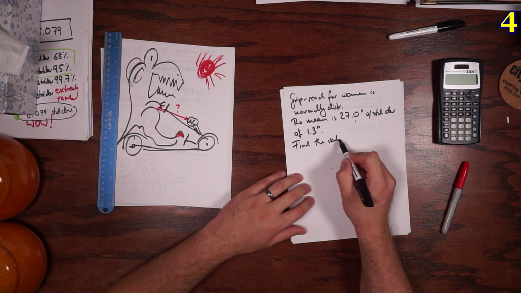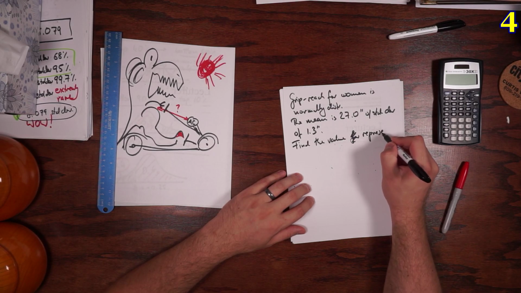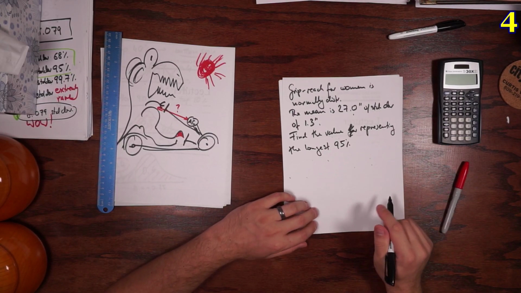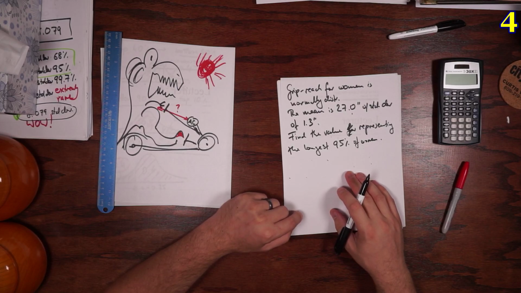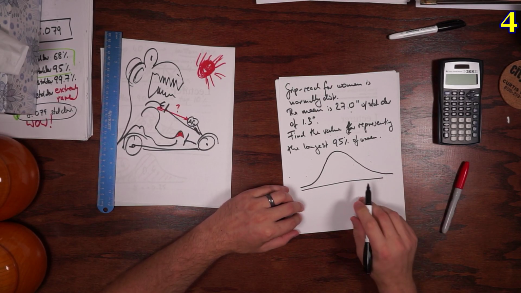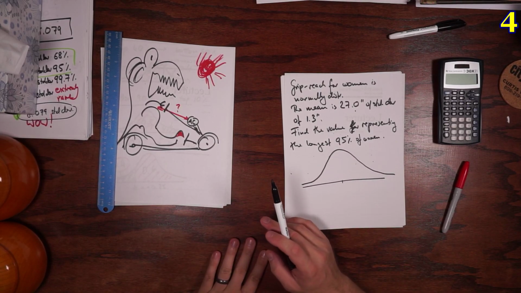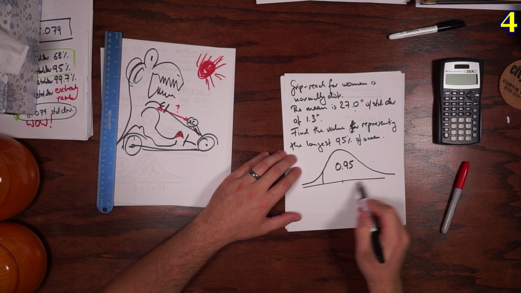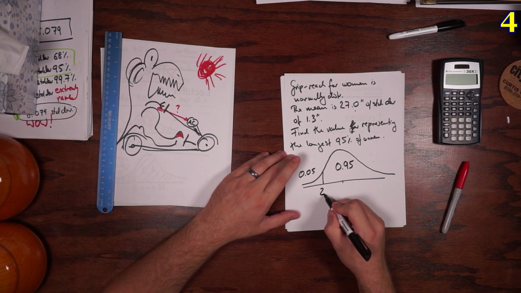Find the value representing the longest 95% of women in terms of grip reach. Okay, well, first things first, picture. Where's the 95%? Well, short, long. So the longest would be right there. So we're looking at the longest. But this z-score just separates the longest from the shortest 5%. So this is 5%. That's the z-score.